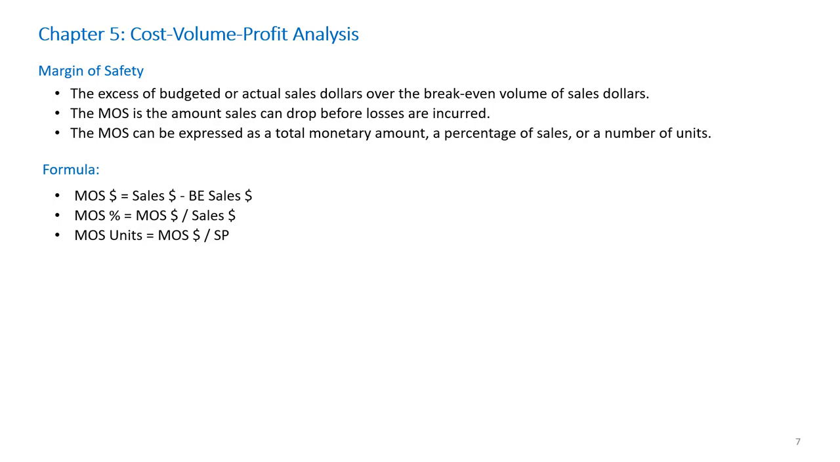Let's turn to the calculation of the margin of safety. The margin of safety, or MOS, is the excess of budgeted or actual sales dollars over the break-even volume of sales dollars. The MOS is the amount sales can drop before losses are incurred. The MOS can be expressed as a total monetary amount, a percentage of sales, or a number of units.